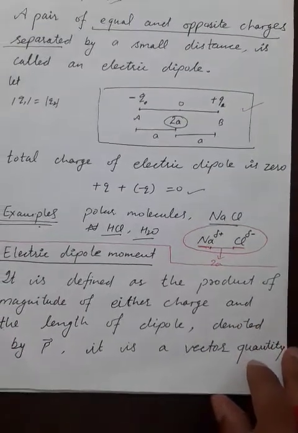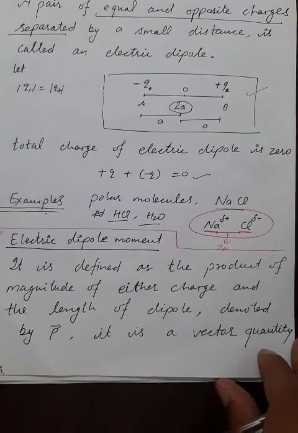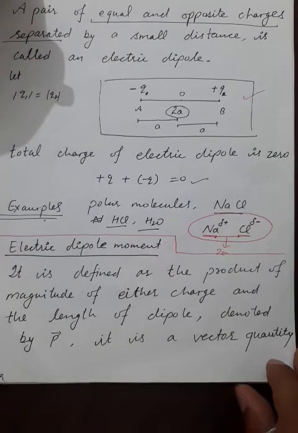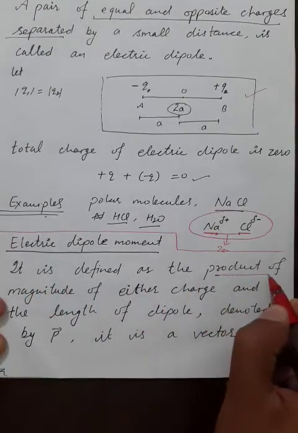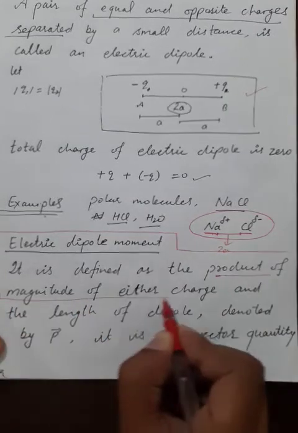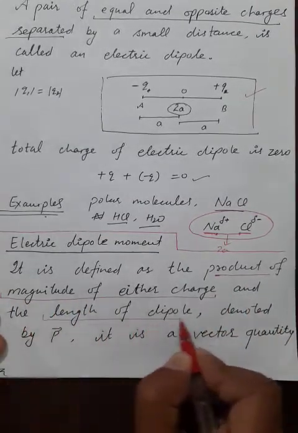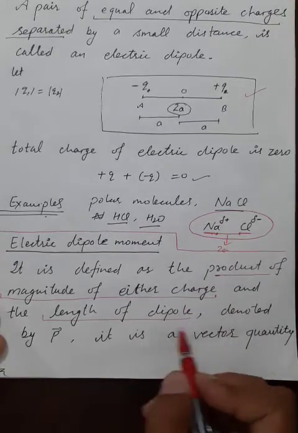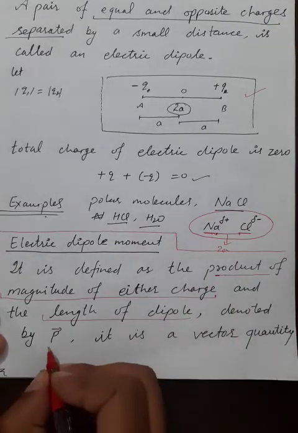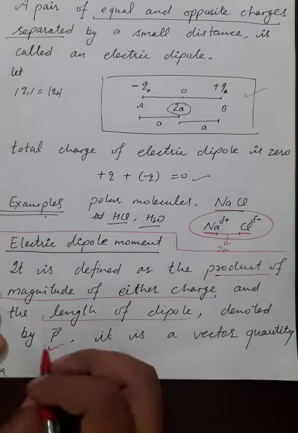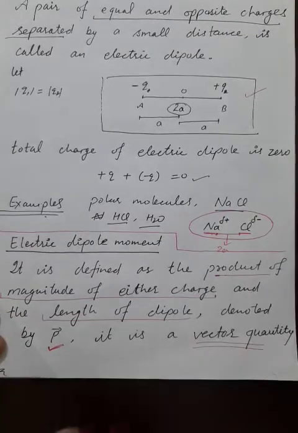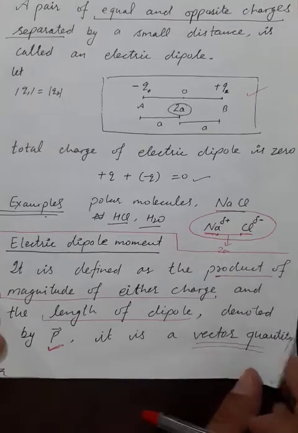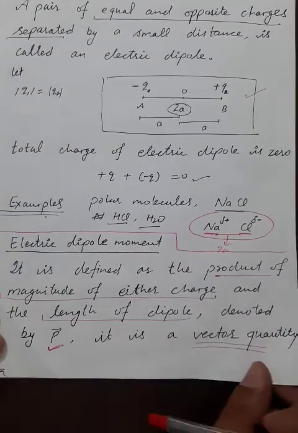Now next is the electric dipole moment. The electric dipole moment is defined as the product of the magnitude of either charge and the length of the dipole, and it is denoted by p vector. As it is denoted by a vector, it is a vector quantity.